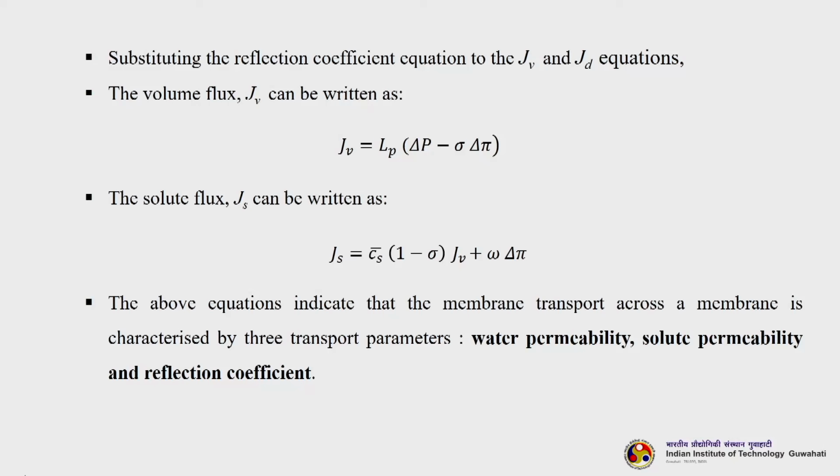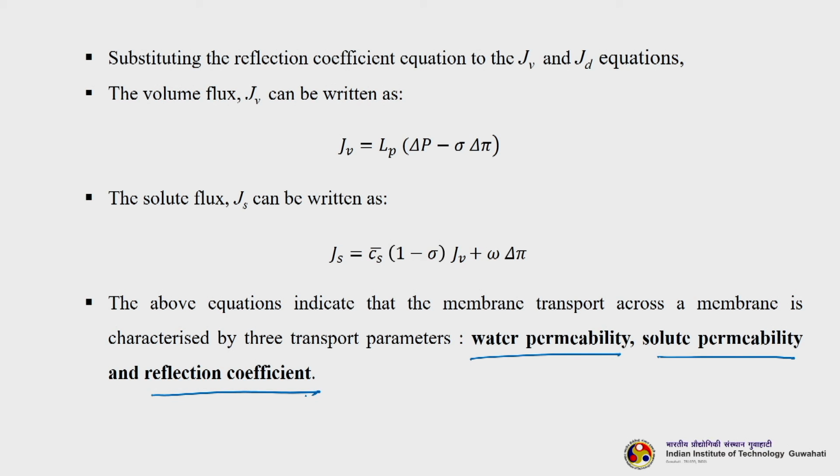So, if you substitute this reflection coefficient equation into the volume flux and the diffusive flux equations, then we can write the volume flux JV equals LP delta P minus sigma delta pi. The solute flux can also be written as JS equals CS into 1 minus sigma JV plus omega into delta pi. Now, the above equations indicate that the transport across the membrane is characterized by 3 transport parameters. So, what are those? First one, water permeability, second solute permeability, and third is reflection coefficient.